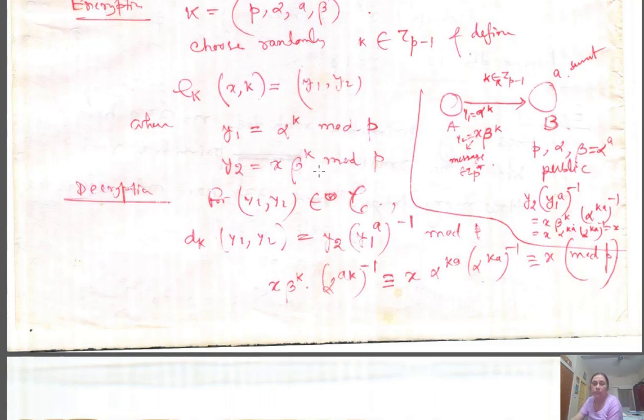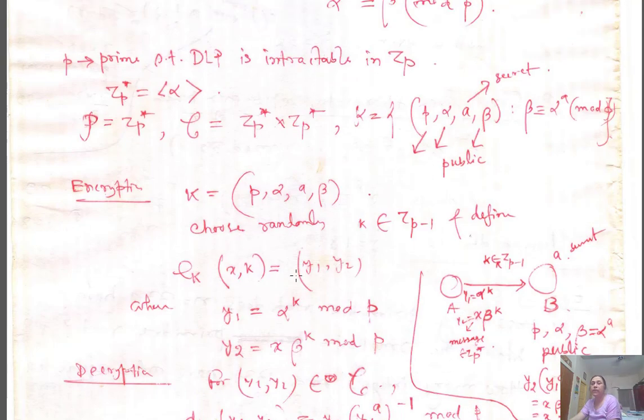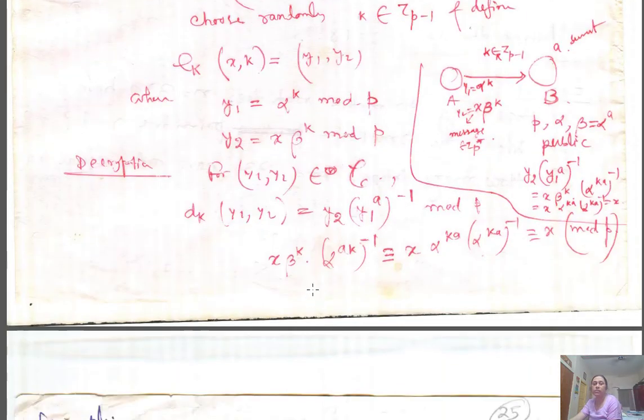So y2 is x times beta to the power k. y1 to the power A inverse means alpha to the power kA inverse. So x times beta to the power k, and beta is alpha to the power A, so you write alpha to the power Ak, and alpha to the power Ak inverse. So you are getting x modulo p.